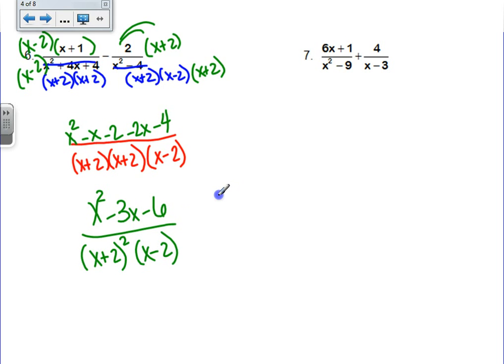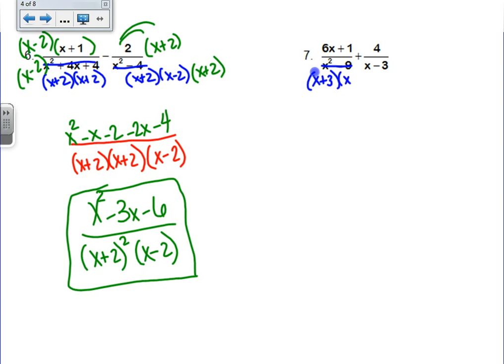And then we do have a quadratic in the numerator, but nothing's going to factor because you can't multiply to a 6 and add to a 3. So we're done. Okay, number 7, rewrite that first denominator as its factors. So it's really an x plus 3 and an x minus 3.